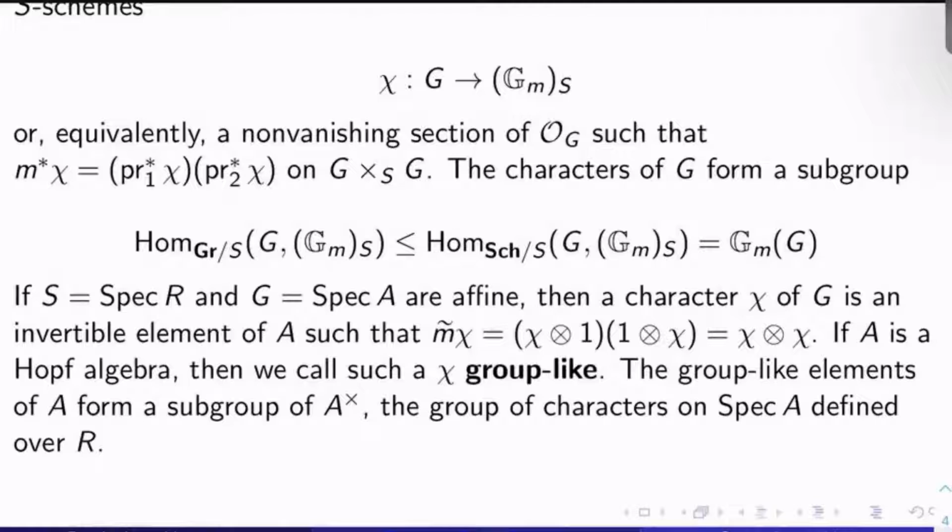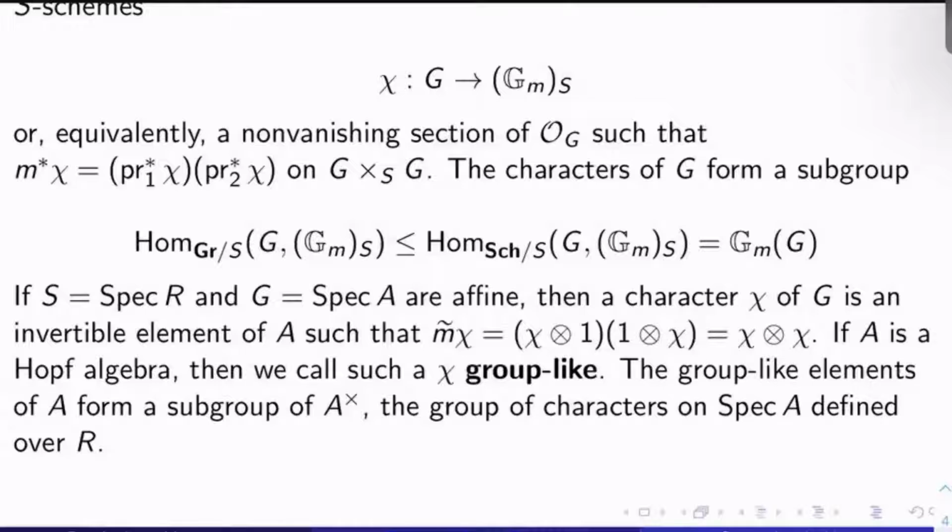If S is Spec R and G is Spec A, so if we have affine schemes, then another way of thinking about a character chi of G is that it's just an invertible element of A such that m tilde chi, remember m tilde is comultiplication, is just chi tensor 1 times 1 tensor chi, which is just chi tensor chi. So this is just the ring theoretic version of the discussion we had above when we're working with affine schemes.